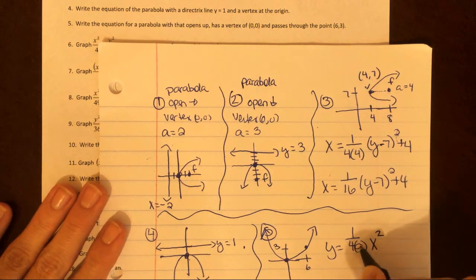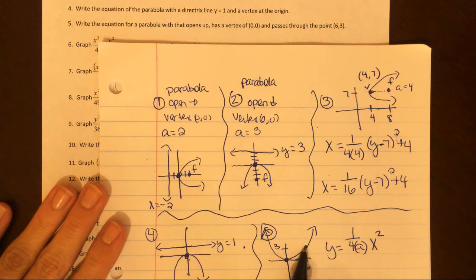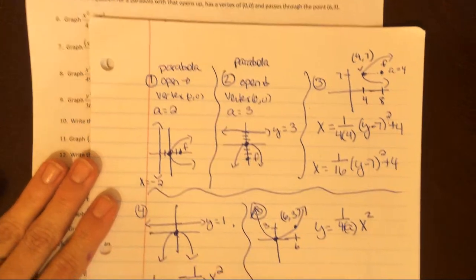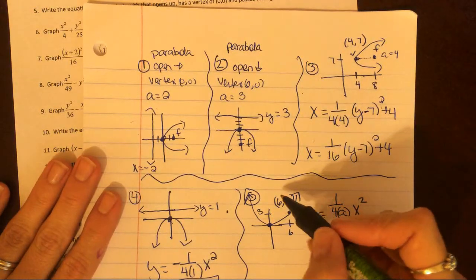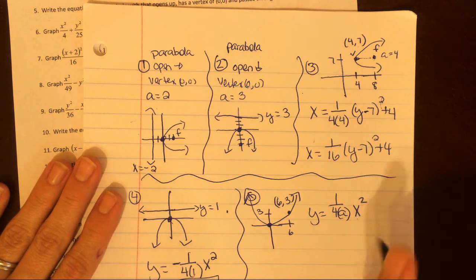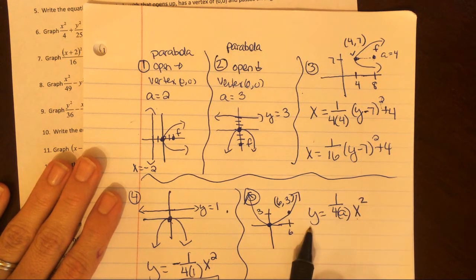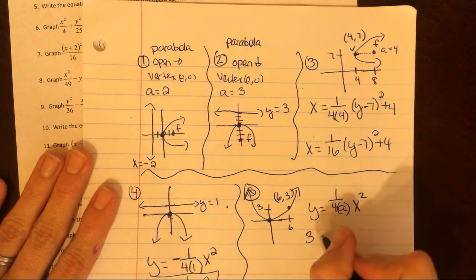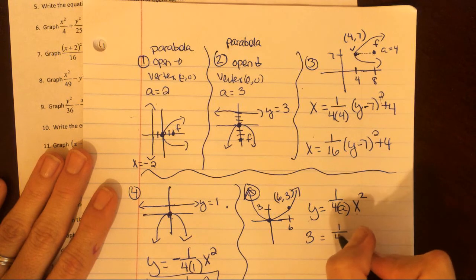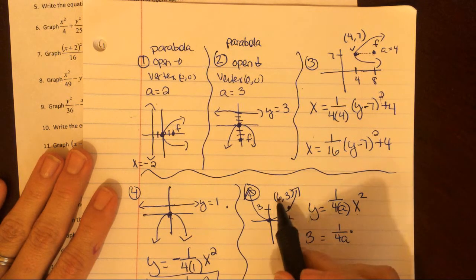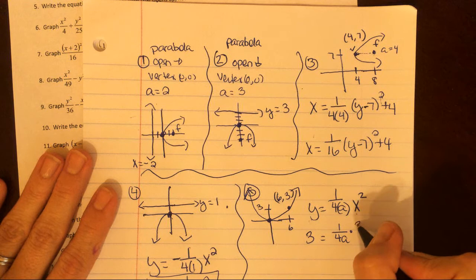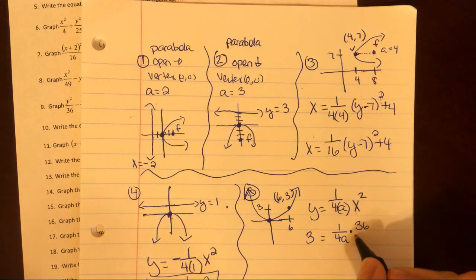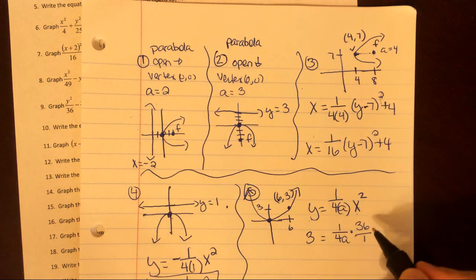They did give me an ordered pair right here. They told me this ordered pair was 6, 3. So to do this problem, I'm going to take my 6, my x value, and plug it in for x. I'm going to take my 3, and I'm going to plug it in for y, and I'm going to solve for a. So in place of the y, I'm going to put the 3. I'm going to have 1 over 4 times a times, I plug my 6 in here, 6 squared is 36. Okay, well, I'm going to put the 36 over 1, and then I'm going to do some cross canceling here.